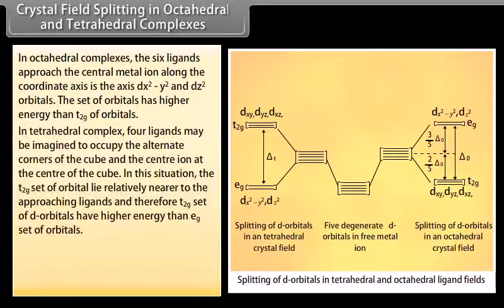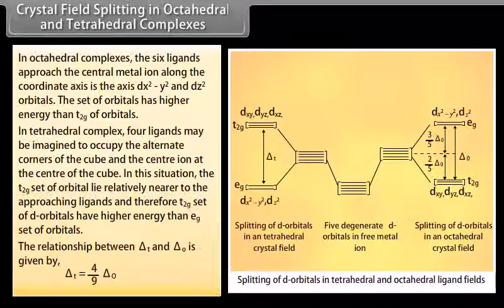In a tetrahedral complex, 4 ligands may be imagined to occupy alternate corners of a cube, with the central metal ion at the center of the cube. In this situation, the t2g set of orbitals lies relatively nearer to the approaching ligands, and therefore the t2g set of d orbitals has higher energy than the eg set of orbitals. The relationship between delta T and delta O is given by delta T equals 4/9 delta O.